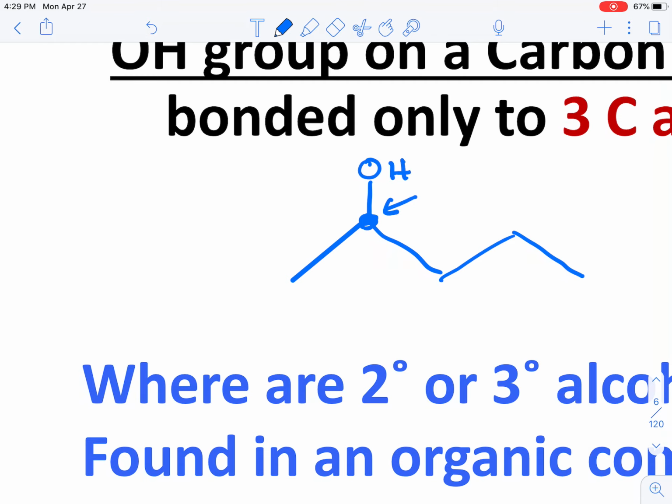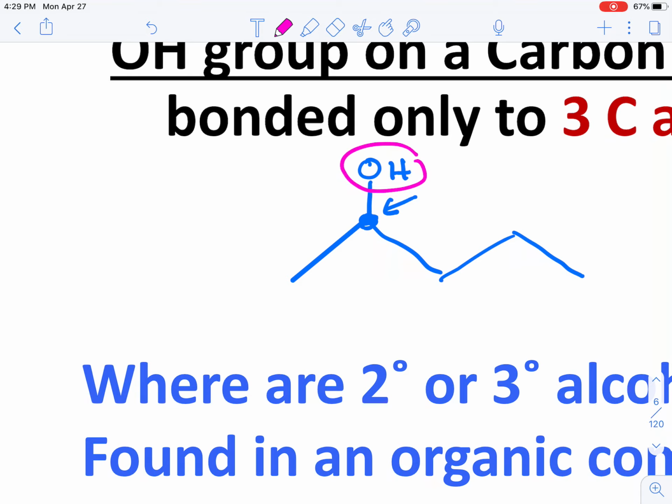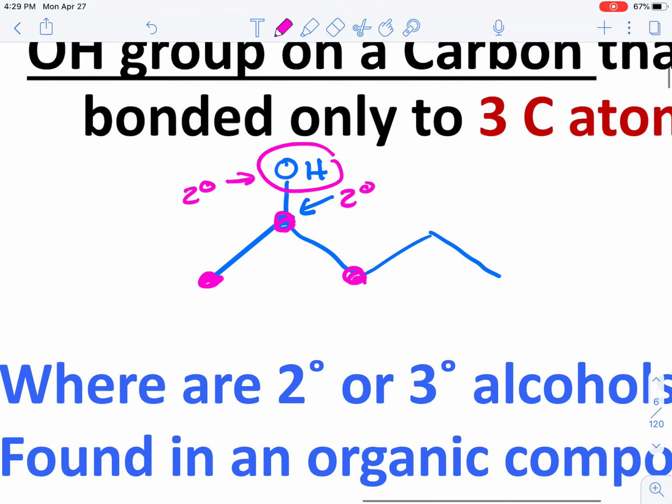Then this carbon, the central carbon that this alcohol is covalently bonded to, is covalently bonded to 2 other carbons. And so this carbon would be considered secondary, making this alcohol also secondary. And notice that it's embedded more or less within the structure. It's not found on the terminal ends.